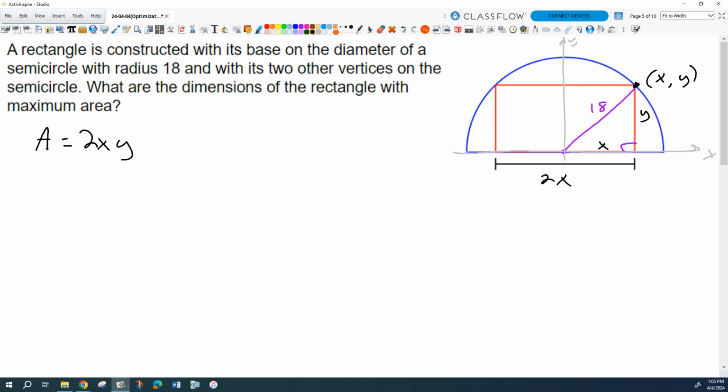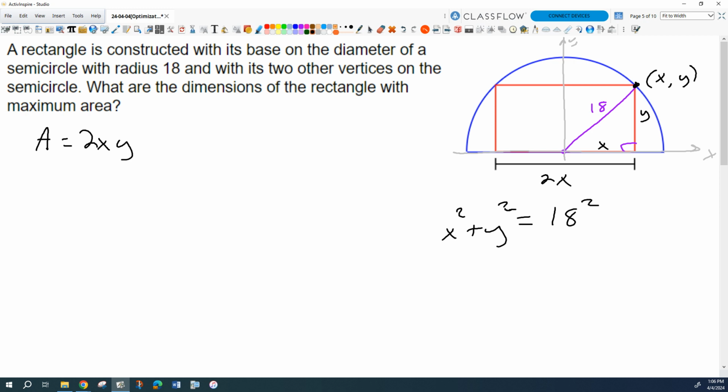So we need an equation of constraint there. Well, what's our constraint? The constraint has to come from the number. It's the 18, right? The constraint is the radius of that semicircle, which shows up in this right triangle. See that? Okay. So based on this right triangle, we get x squared plus y squared equals 18 squared. And I would just solve for one of those and plug it into my function, right?